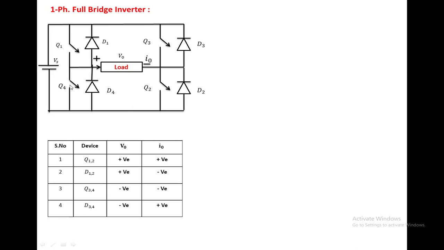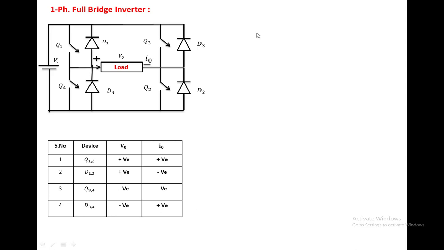If Q3, Q4 is on, now the current is supplied from source through Q3, load, Q4 and again returns to the source. In this manner, the load voltage and current are negative. Suppose D3, D4 is conducting, the diode allows current only from anode to cathode. So load, D3, source, D4 and again returns to the load. Load voltage becomes negative whereas the current becomes positive.